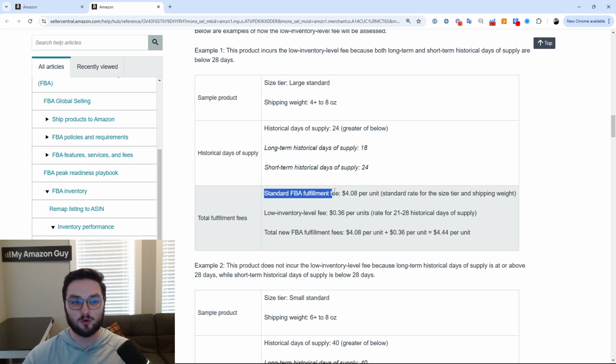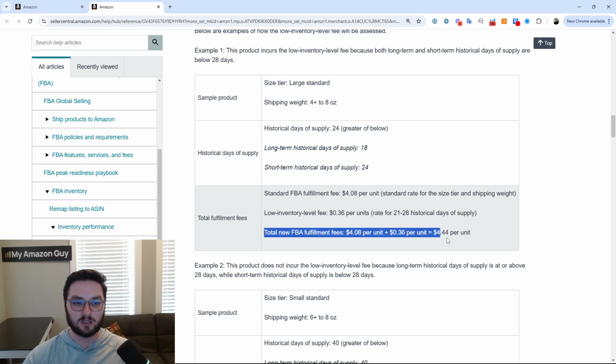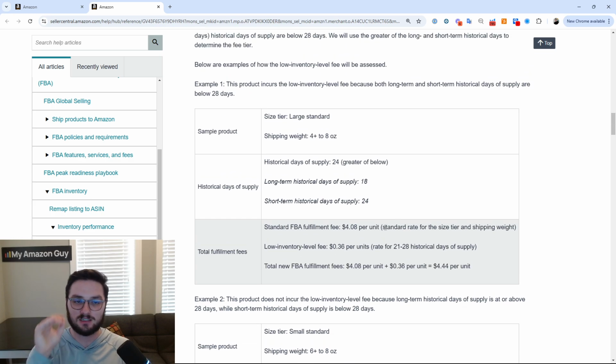So the normal fulfillment fee is $4.08 per unit. That's just the standard rate for this product. The low inventory level fee is 36 cents per unit here, the rate for 28 days. And then finally, we get $4.44 per unit. Now, this is a little bit easier, I should say, to understand this exact way of doing it.